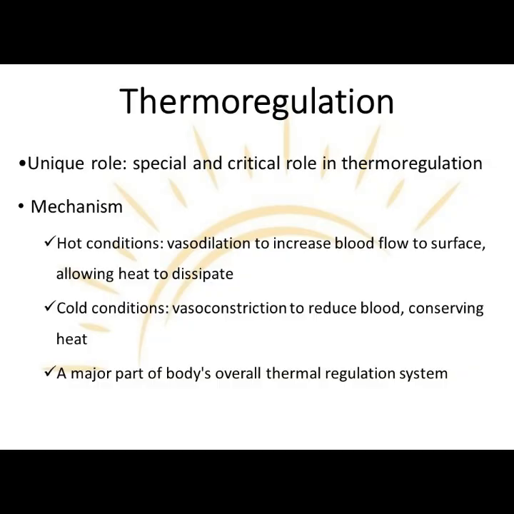Thermoregulation. Unique role. The control of blood flow in skin microvessels has a special and critical role in thermoregulation that isn't seen in other parts of the vasculature. Mechanism. In hot conditions, blood vessels in the skin dilate, vasodilation, to increase blood flow to the surface, allowing heat to dissipate from the body. In cold conditions, blood vessels constrict, vasoconstriction, to reduce blood flow to the skin, conserving heat for the core organs. This process is a major part of the body's overall thermal regulation system.